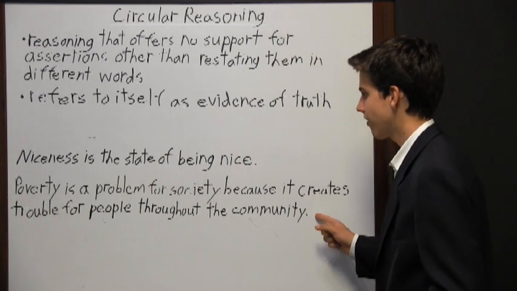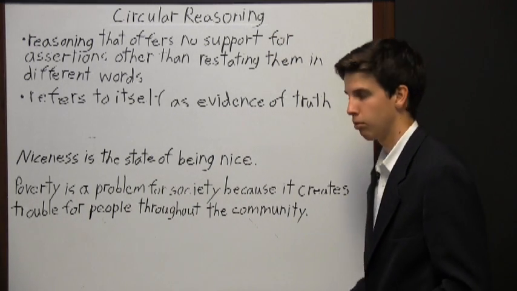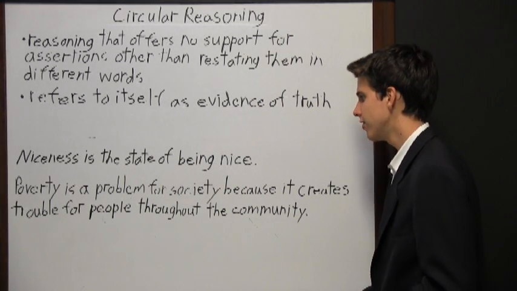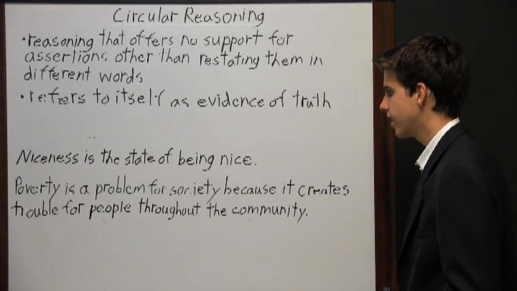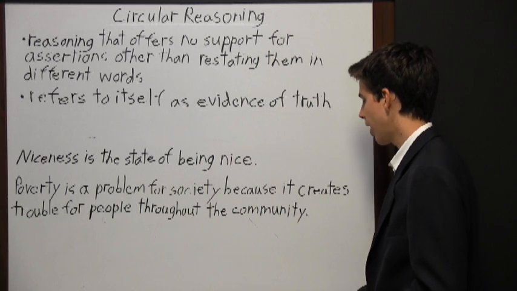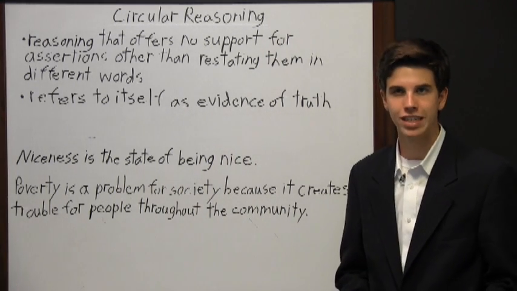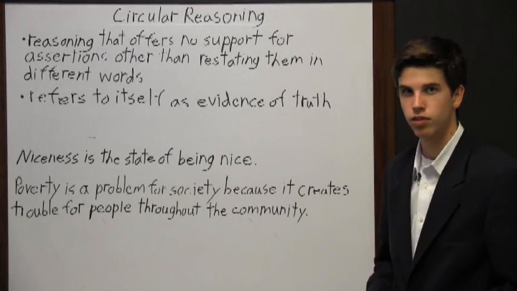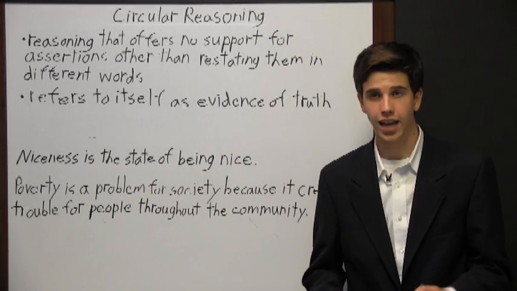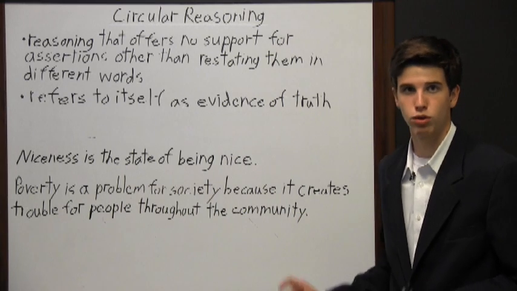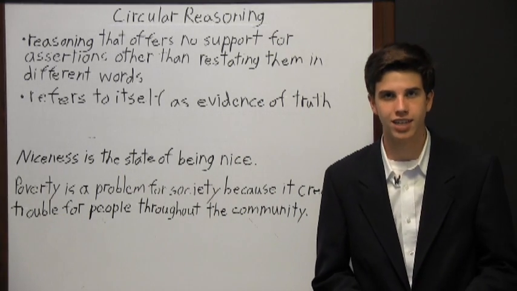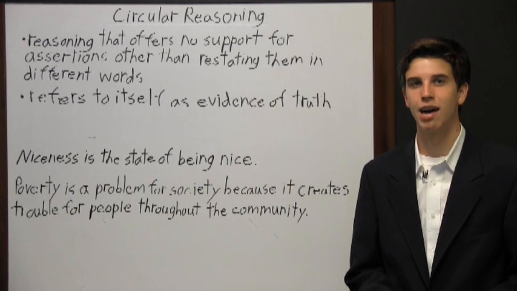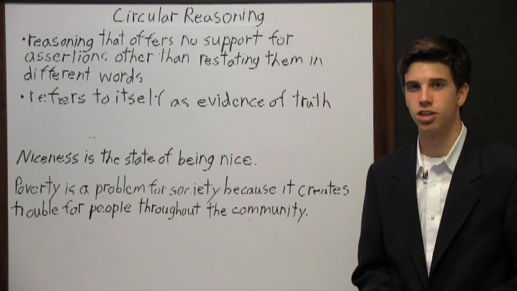Now, right here we have a little bit of a more complicated example, and this is what you are more likely to find in your reading. It says poverty is a problem for society because it creates trouble for people throughout the community. So it is redundant to say that poverty is a problem because it creates trouble. So when an author engages in circular reasoning like this, it is either because he or she has not fully thought out the argument or because they cannot come up with any legitimate justifications.